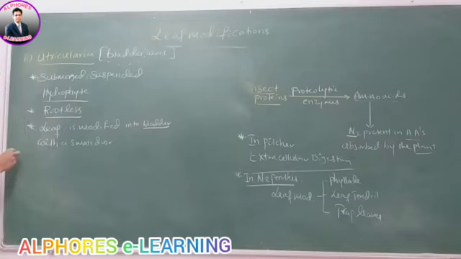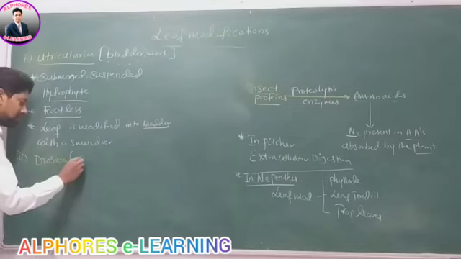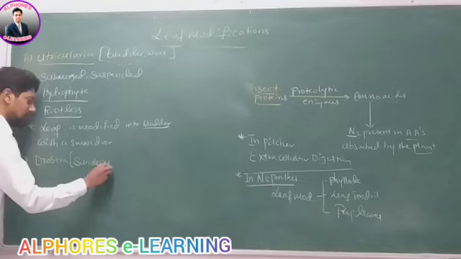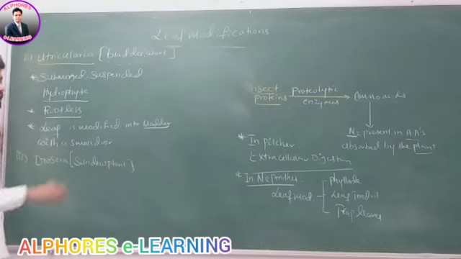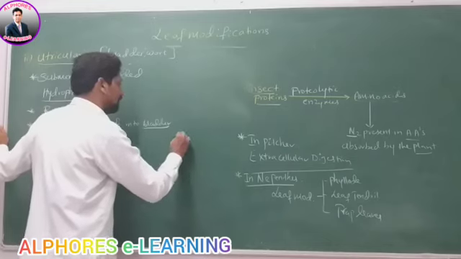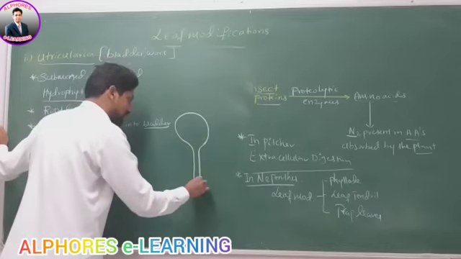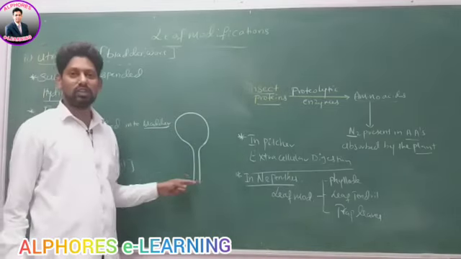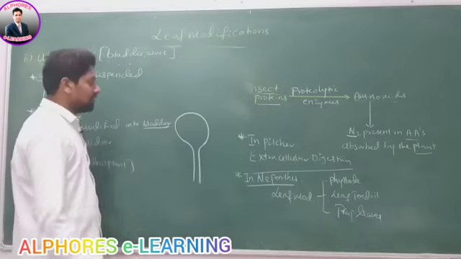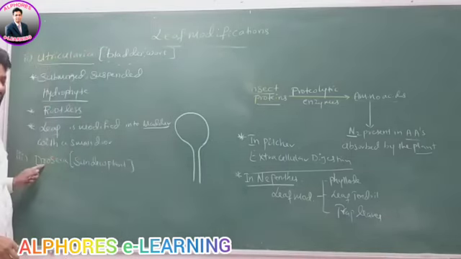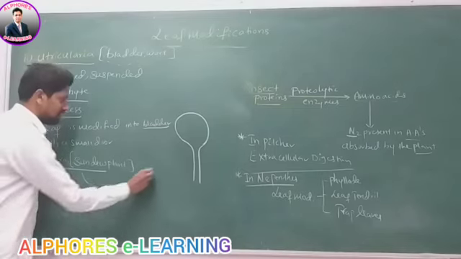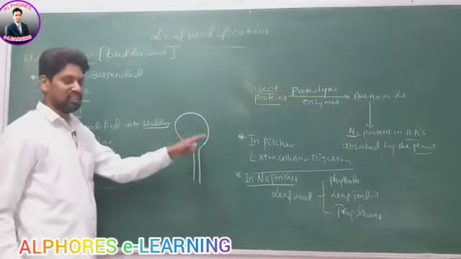This is concerned with Utricularia. Now go for the third example. What is the third example? Drosera. What is the common name of Drosera? Sundew plant. If you see the leaf of the Drosera plant, it is like a spatula. Spatula means a spoon. So the leaf of Drosera is in the form of a spatula.